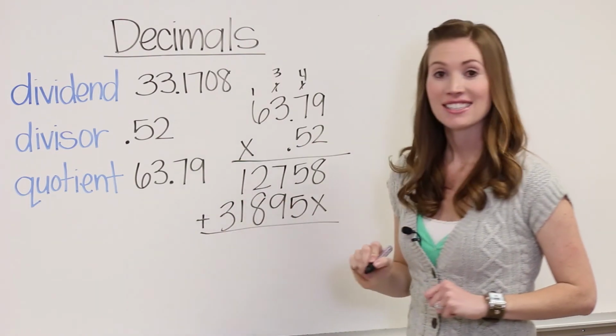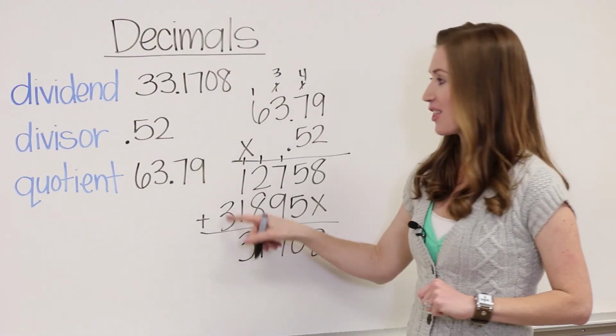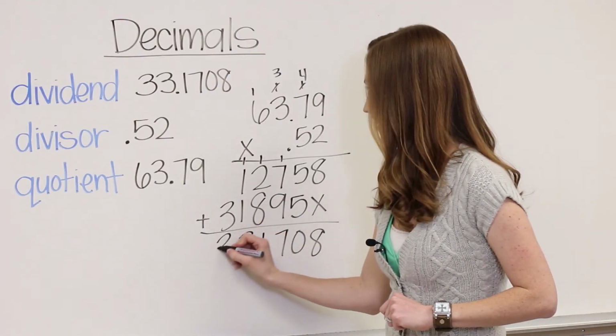Let's add these together to get our final product. 8 plus nothing is 8. 5 plus 5 is 10. Write the 0, carry the 1. 7 plus 9 is 16. Plus 1 is 17. Write the 7, carry the 1. 2 plus 8 is 10. Plus 1 is 11. Write the 1, carry the 1. 1 plus 1 is 2. Plus 1 is 3. And 3 plus nothing is 3.